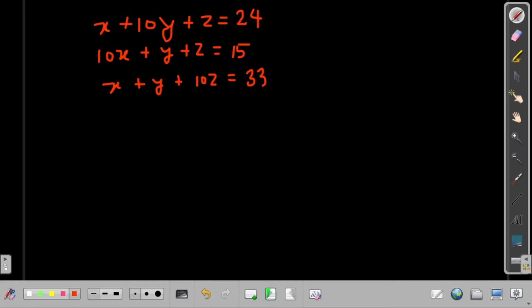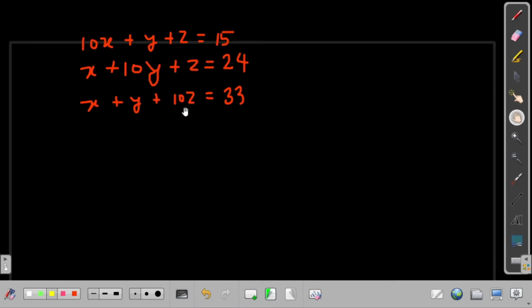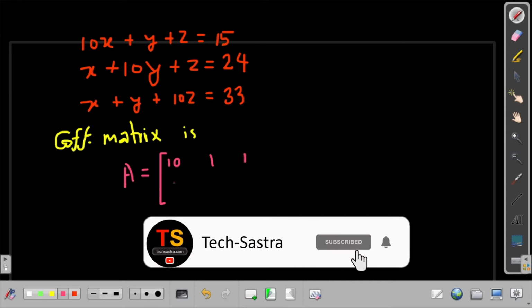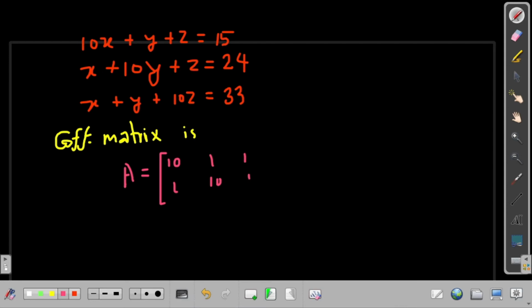We have to decide whether the coefficient matrix is diagonally dominant or not. If the coefficient matrix is diagonally dominant, only then can we apply the Gauss-Seidel method. So here, in the first equation, the second term is the highest. Let me reorder these equations. Now I can apply the Gauss-Seidel method. And here you can see the coefficient matrix A is 10, 1, 1, 1, 10, 1, 1, 1, 10. We can see this is strictly diagonally dominant. So we can apply the Gauss-Seidel method.